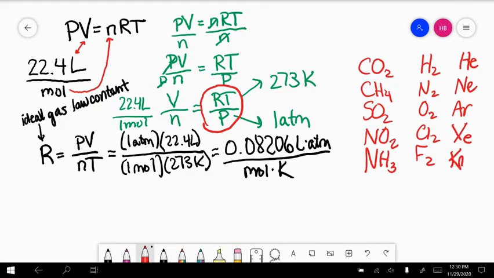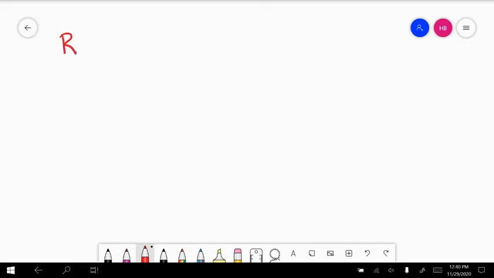So this is not by any stretch of the imagination a comprehensive list of gases. Here is just a list of gases that, if they're at the same temperature and pressure, will have the same volume. Okay, so remember that we're investigating the ideal gas law, which is PV = nRT. I'm just going to rearrange and solve for R, which is our ideal gas law constant. So that will be PV over nT.